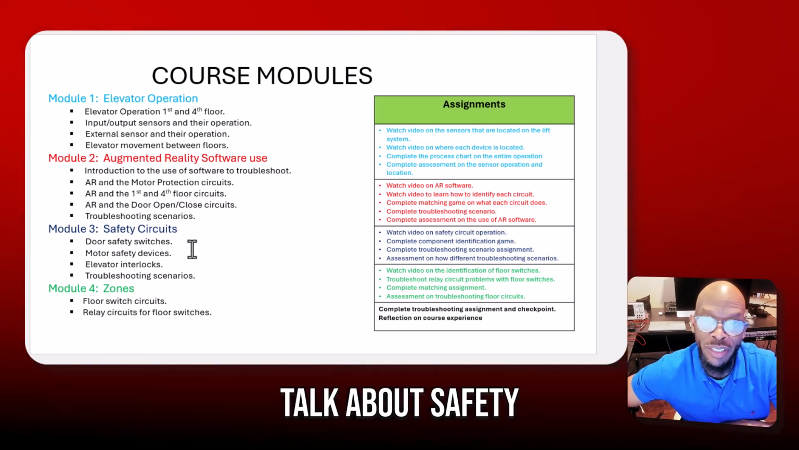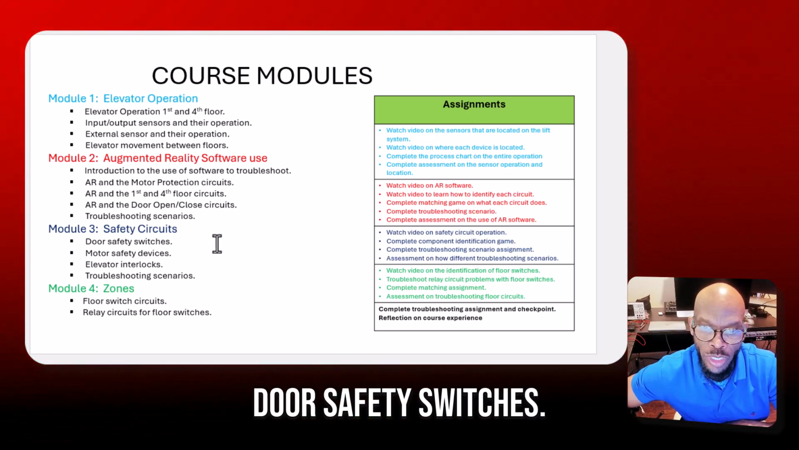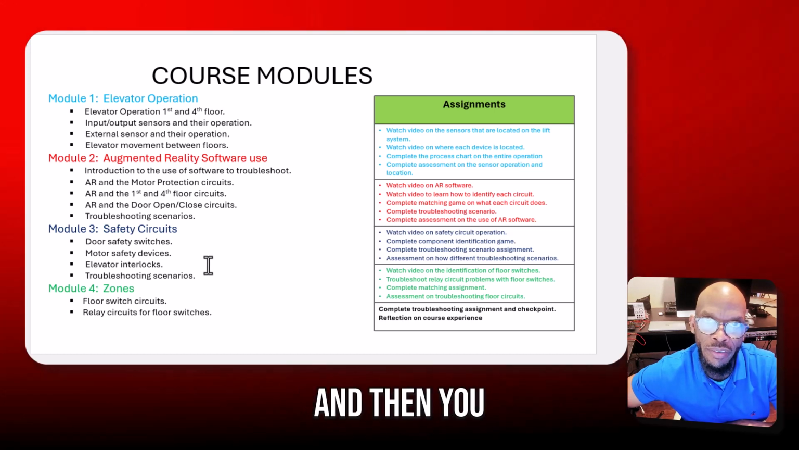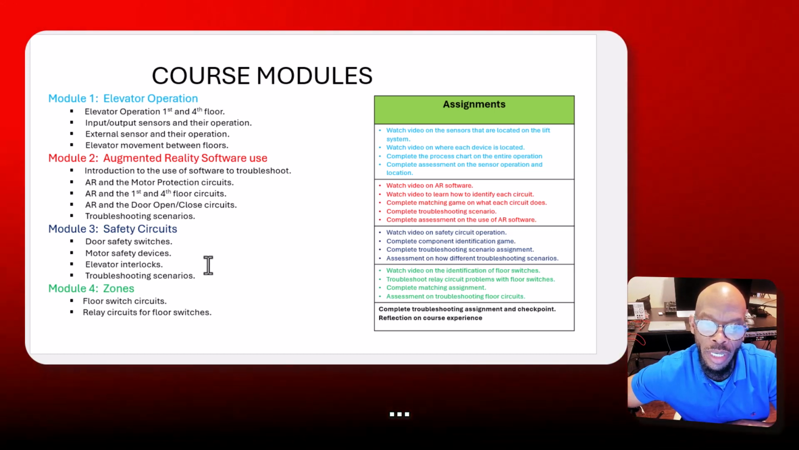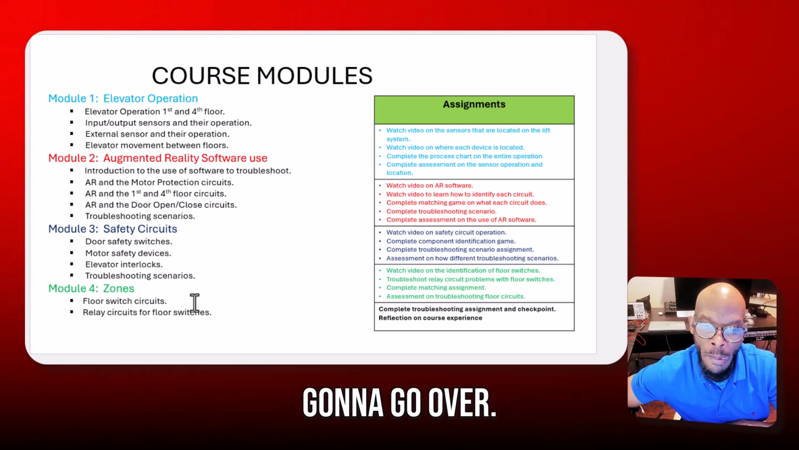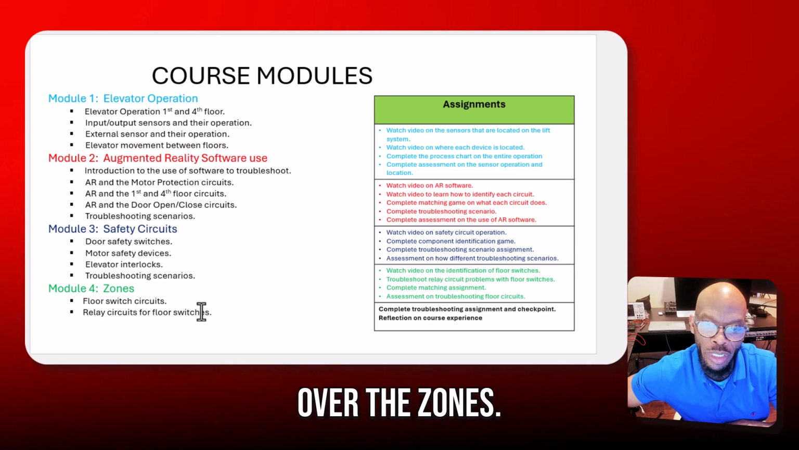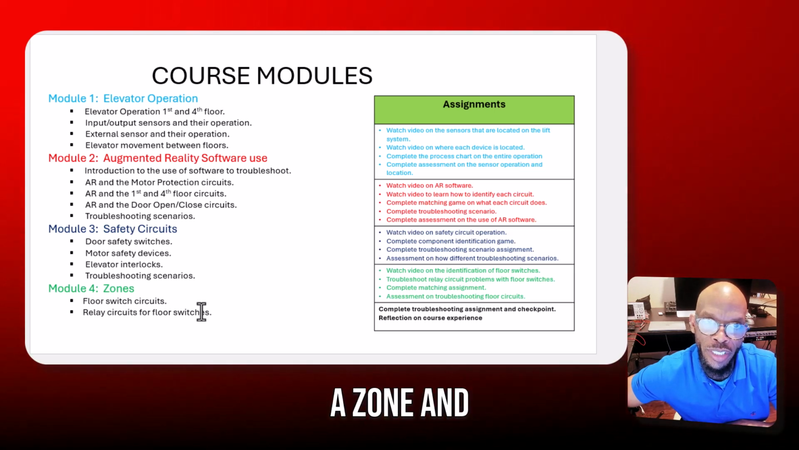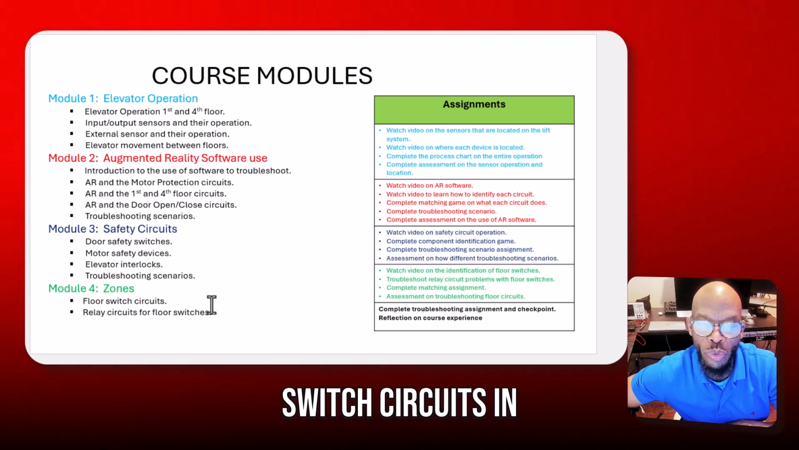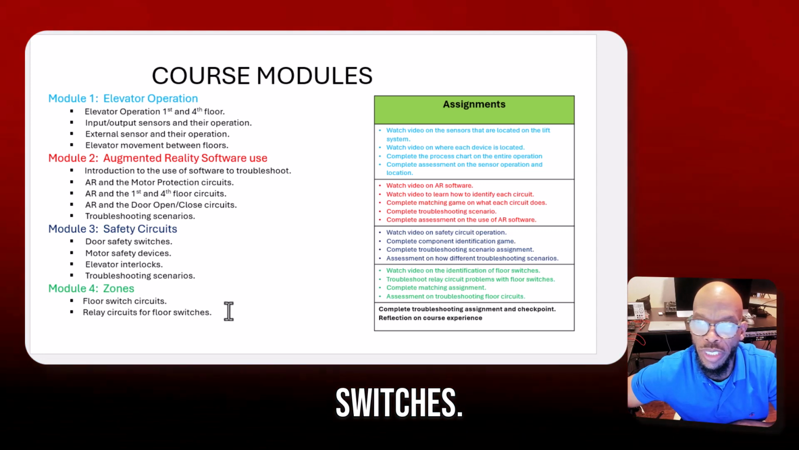Then we're going to talk about safety circuits in Module 3. You've got your door safety switches, you have motor safety devices, and then you have interlocks. Then you will have some troubleshooting scenarios that we're going to go over. And in Module 4, you're going to go over the zones. So the first floor will be a zone, and the fourth floor will be a zone. You have floor switch circuits in each zone, and then you have relay circuits for the floor switches.